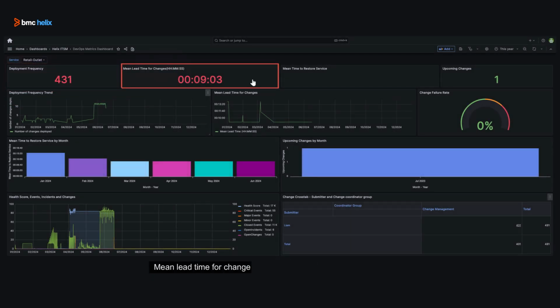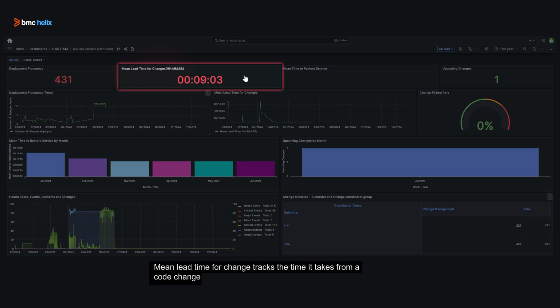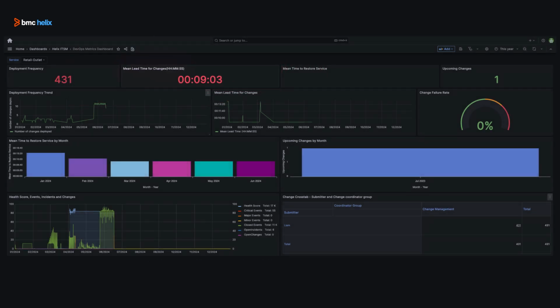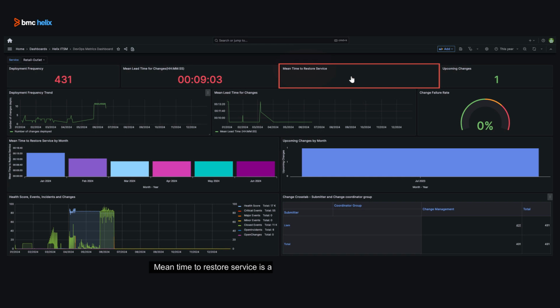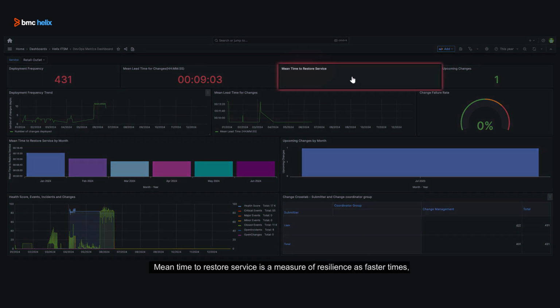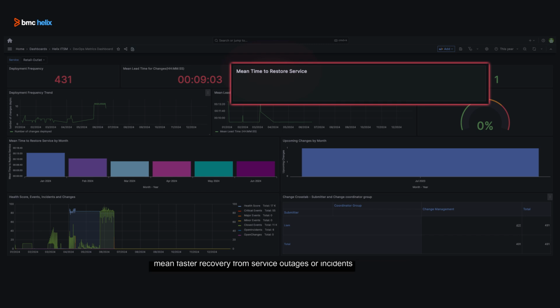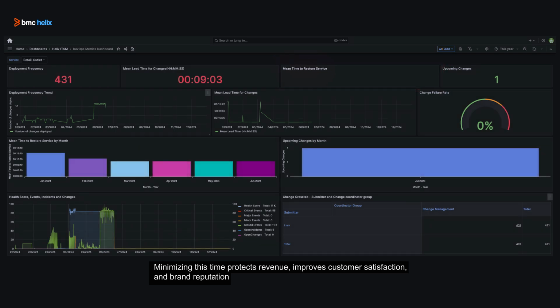Mean lead time for change tracks the time it takes from a code change commit to successful deployment. Shorter lead times mean faster feedback loops, quicker responses to market needs, and reduced risk of error. Mean time to restore service is a measure of resilience, as faster times mean faster recovery from service outages or incidents. Minimizing this time protects revenue, improves customer satisfaction, and brand reputation.